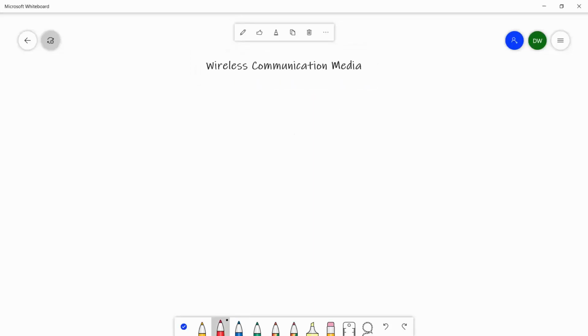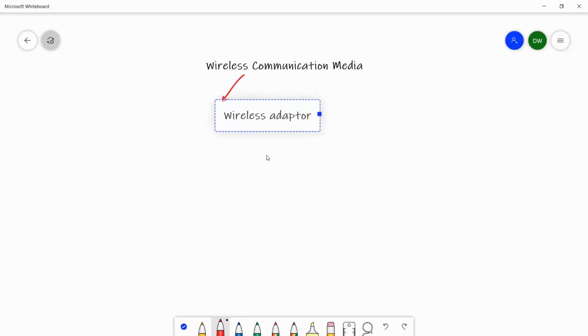So we know that we can have a number of devices to have wireless access. For an example, if we talk about wireless adapters, and we can say wireless access point, simply we can mention as WAP, and we can mention wireless routers. So these kinds of devices can be used to give wireless access.